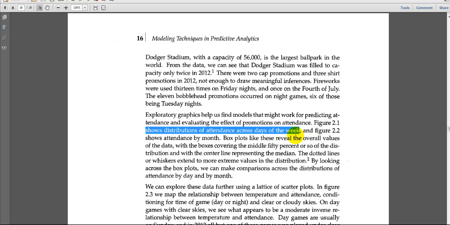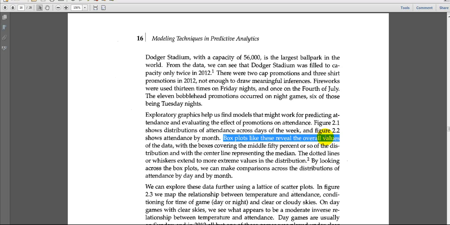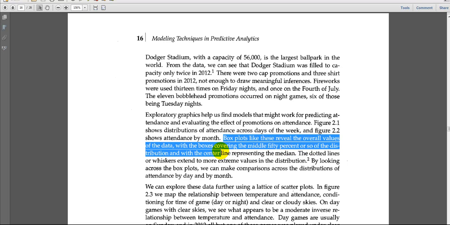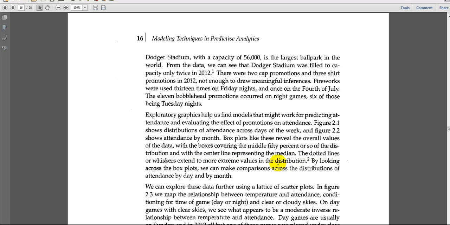So that's what figure 1 shows. Figure 2 shows attendance by month. So that will be interesting to see. And he says box plots like these reveal the overall values of the data with boxes covering the middle 50% of the distribution, and with the center line representing the median. That's the line that you can't really see in my scan. The dotted lines, or so-called whiskers, those are the end lines, extend to the more extreme values in the distribution. By looking across the box plots, we can make comparisons across the distributions of attendance by day and month. Okay, let's check it out.